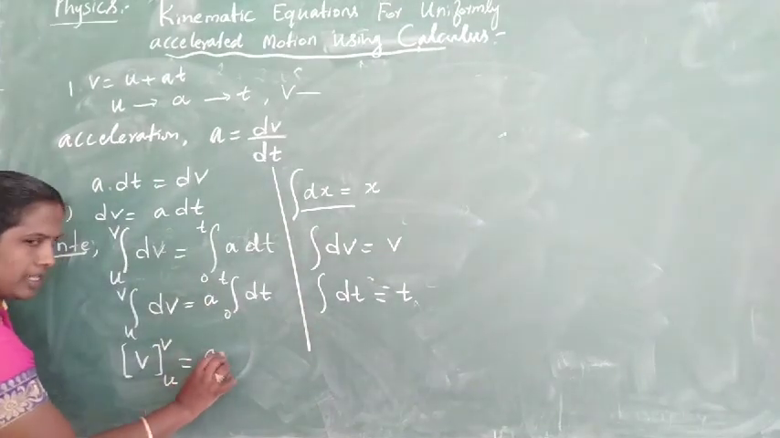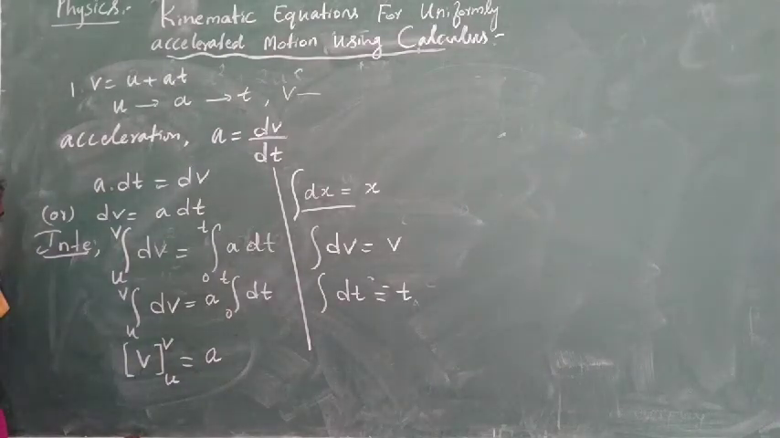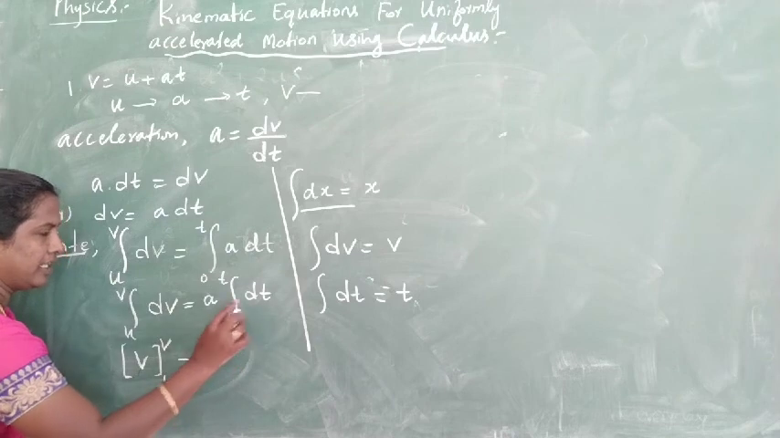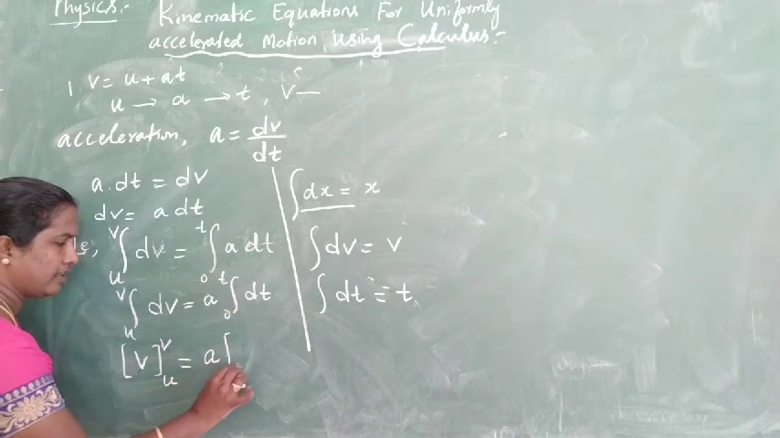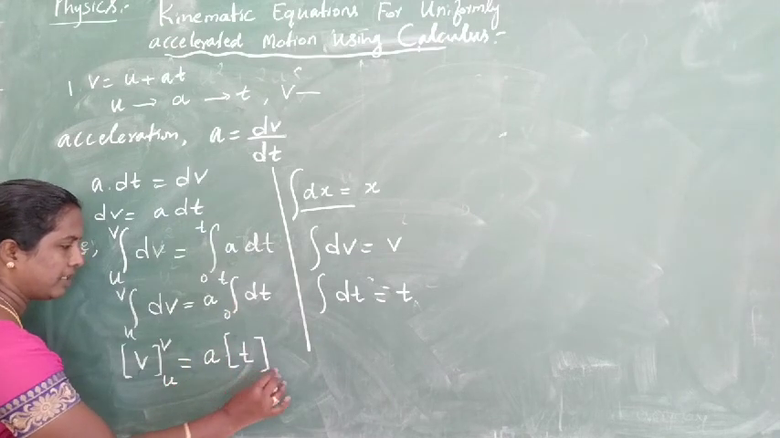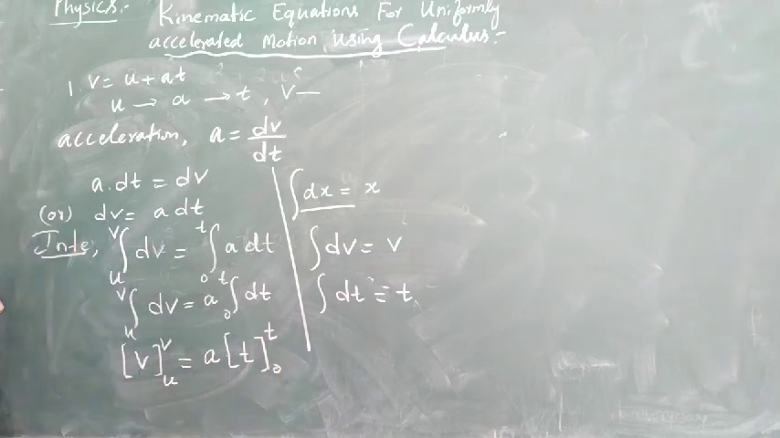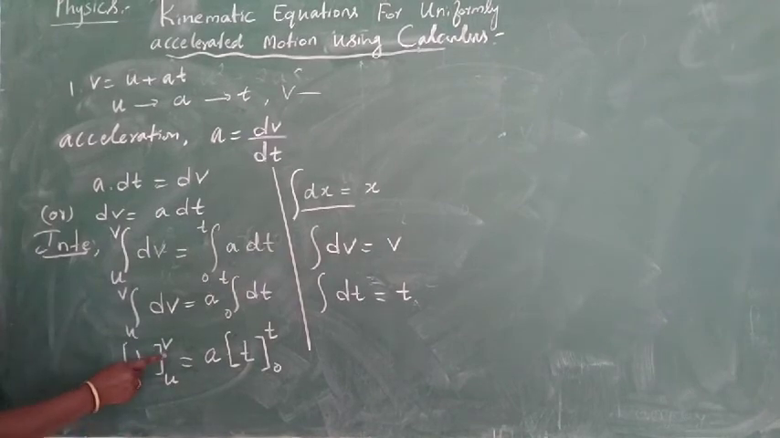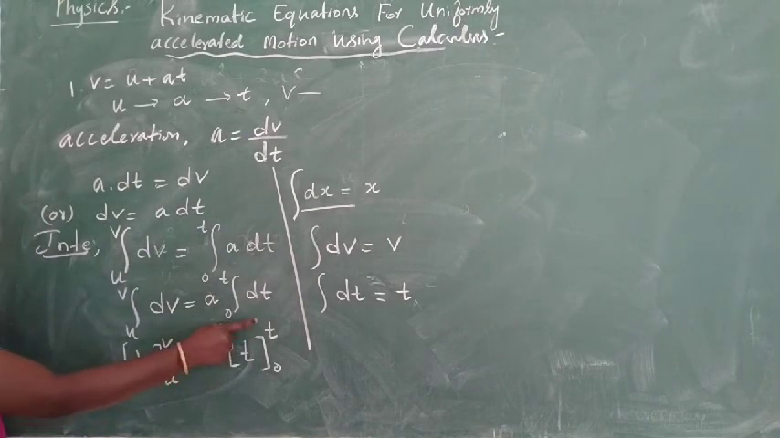This is equal to a, the common a, into the integral of dt. What is dt? Time, t from 0 to t. So v goes from u to v, and t goes from 0 to t.